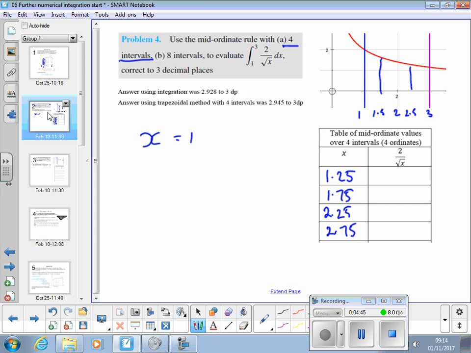Now we have to evaluate the function y equals 2 over root x for each of those ordinates to 4 decimal places, one more decimal place than we need in our final answer. What results have we got then? The first one, 1.7889.